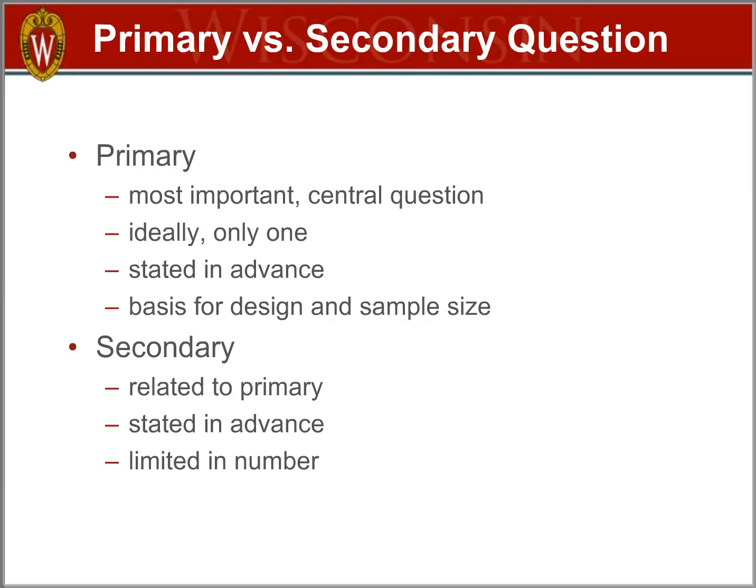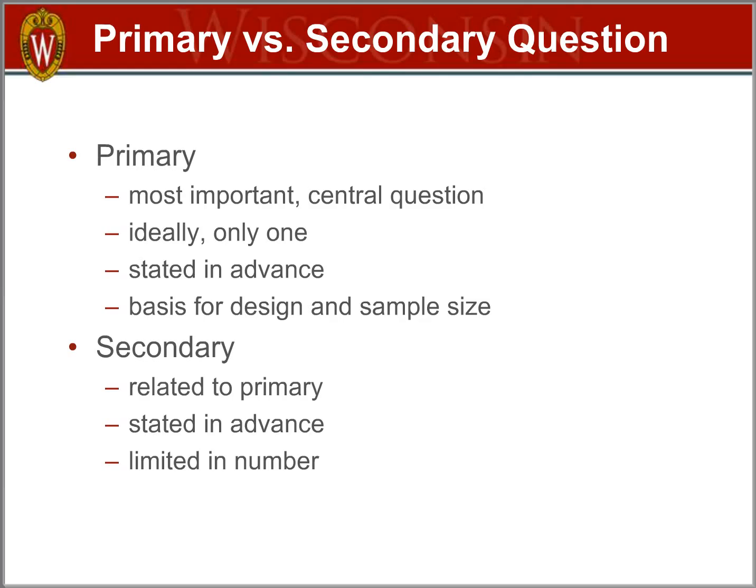One of the flaws is if you conduct a study, examine the data, and then after you've seen the data, decide what the question is, you are prone to make more false positive claims than would be desired. So the primary question really is the basis for the trial design and the sample size and many other things. Of course, we're not going to conduct this trial just to answer one question.